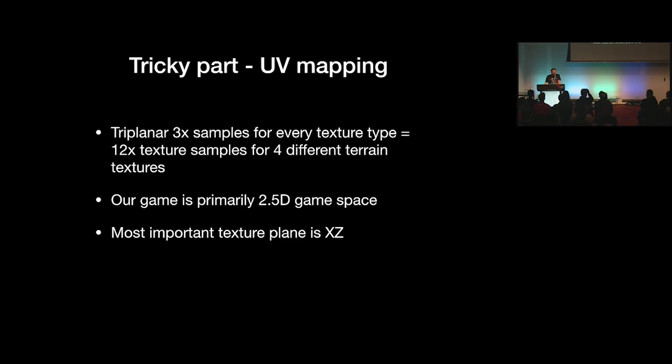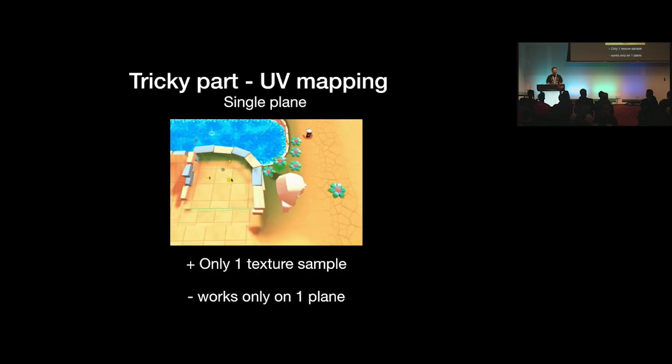And also, we'll get into this a bit later, but it's not only the complexity of a shader, but how much it covers the screen. So we thought our game's primarily a 2.5D game, in the sense that it is 3D, but height isn't that important in our game. So the most dominant plane, or the important texture plane, is the XZ plane, right? So we just took a single plane.